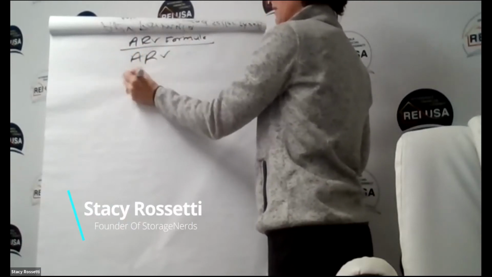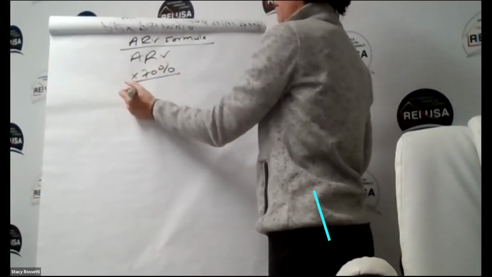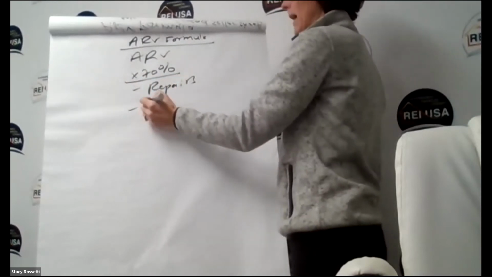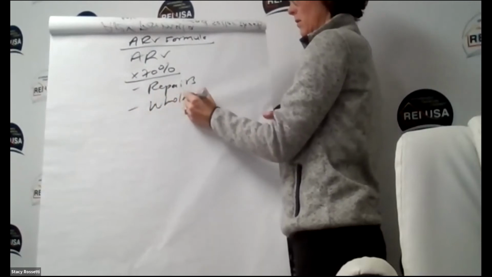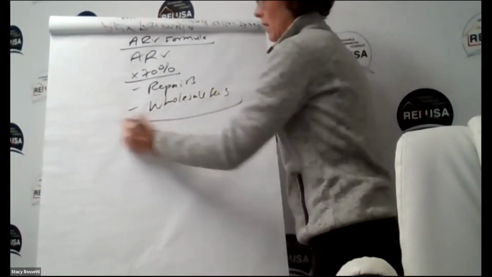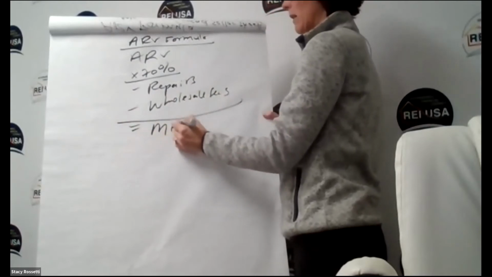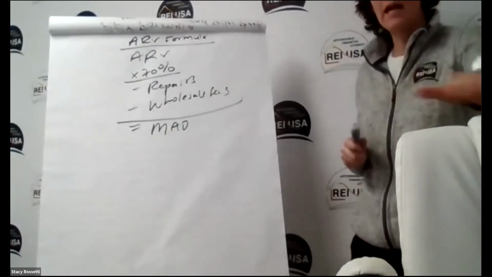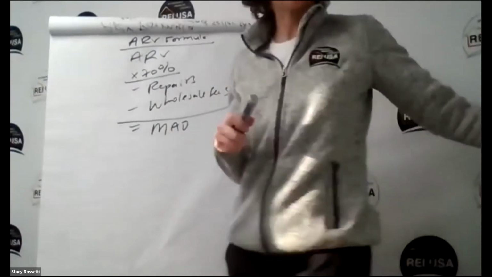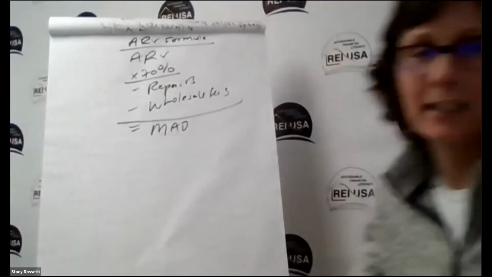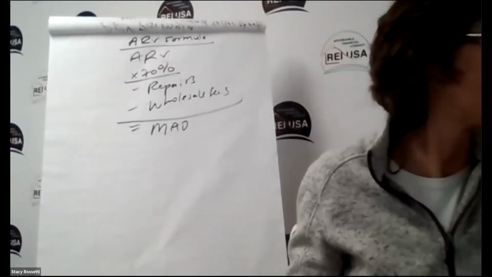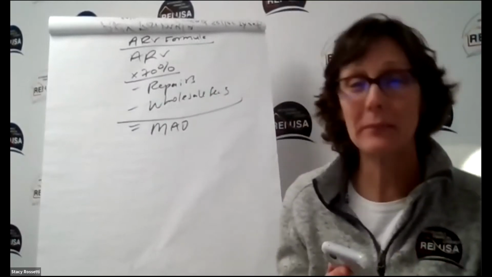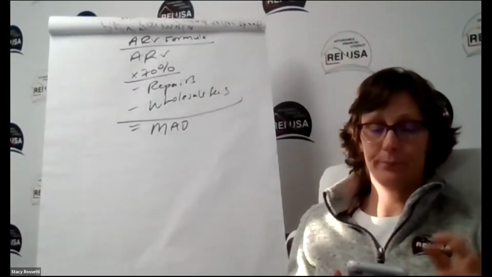ARV times 70% minus repairs, minus wholesale fees, if you have any, equals your MAO, your maximum allowable offer. All right. And so let's practice. Let's get out our calculator and let's practice.